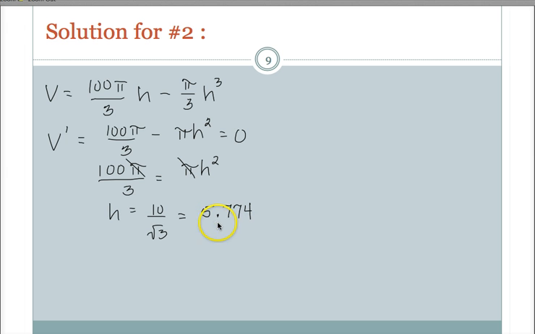I would also store this as something in my calculator. All right, I'm just going to call it h because that's what it is, the height. That's one reason a lot of people just prefer to keep the exact value of 10 over 3, root 3. All right, so that's my critical number.